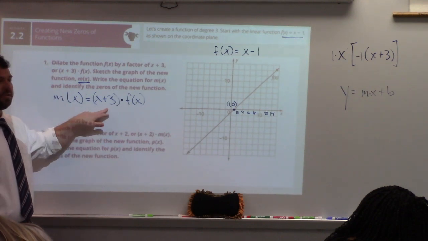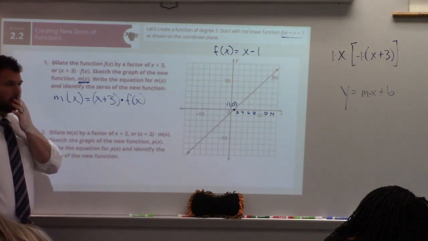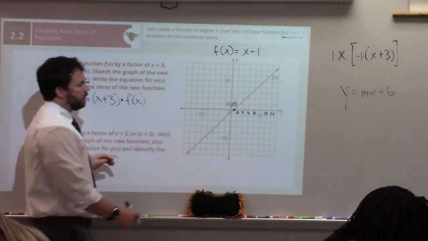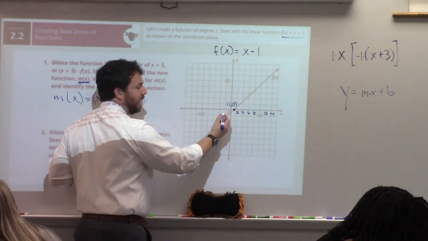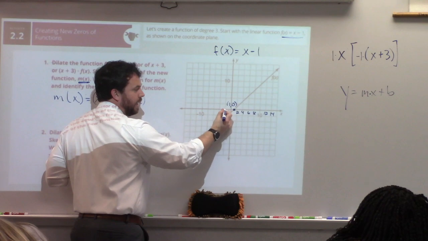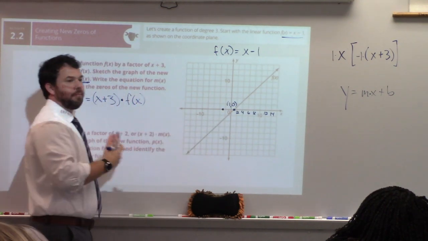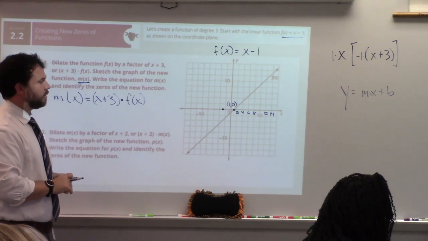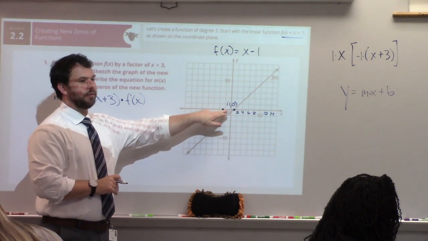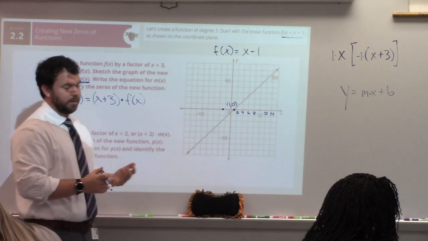Anyone know what the zero is for x plus 3? Negative 3. Again, you have to keep in mind the scaling. That's negative 1, that's negative 2, there's negative 3. So what should I be focusing my attention around? That negative 3 and that 1.